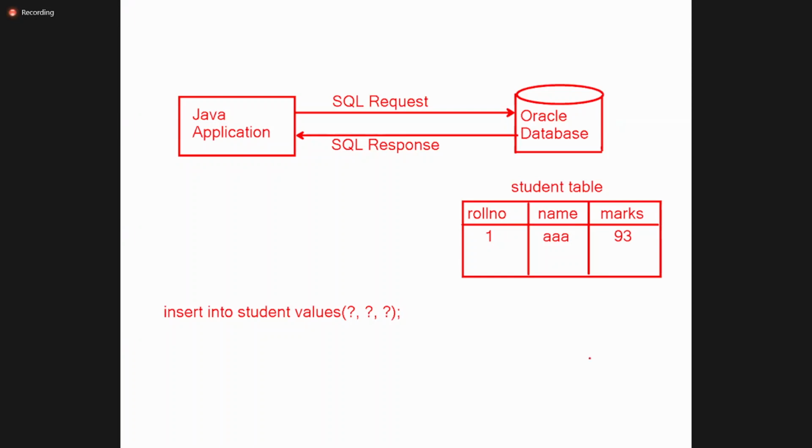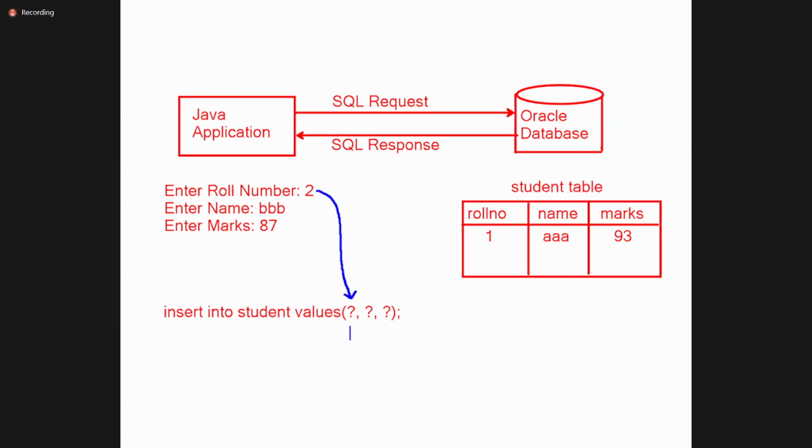Now I'll accept the data dynamically through the Scanner class. Enter roll number. I'll enter one roll number. Okay, roll number 2. Enter name, name of the student. Enter marks, marks of the student. Now this roll number I'll insert here.